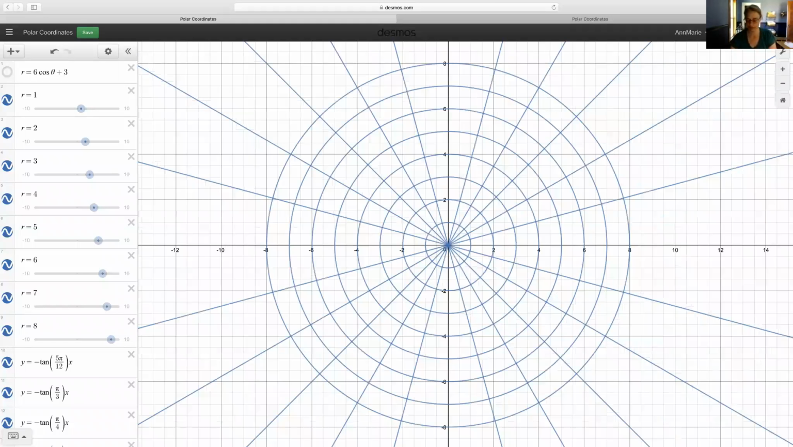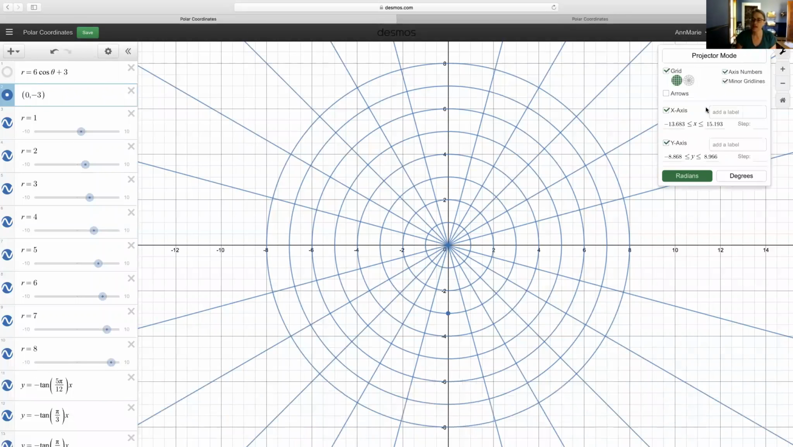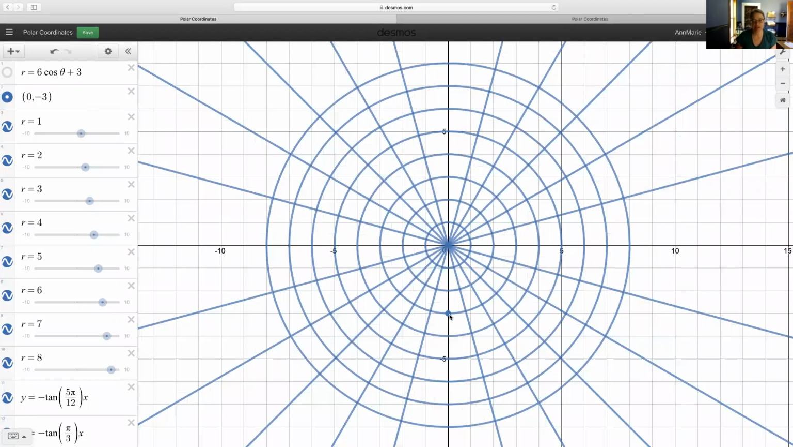Zero, -3. And sure enough, now we can see that this point went right here, and we can see that the point in Cartesian coordinates 0, -3 corresponds to a radius of 1, 2, 3, and an angle from the x-axis that is pi and a half, or 3 pi over 2.